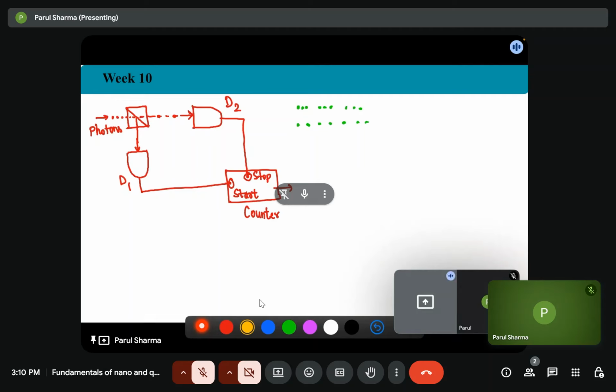We are considering two sources. The one is a bunched source, and the other one is a coherent source.